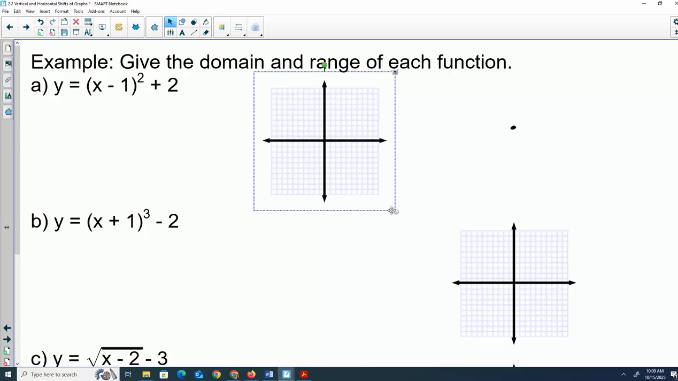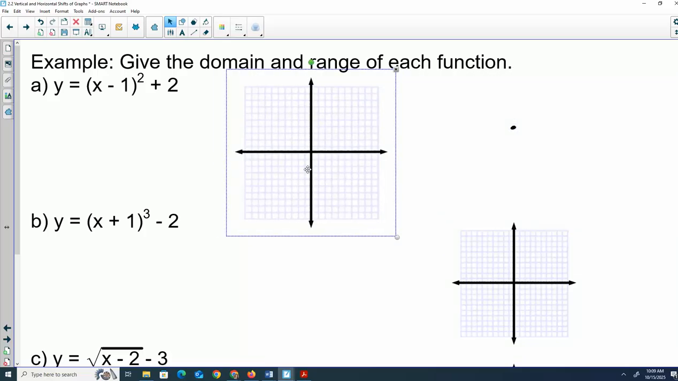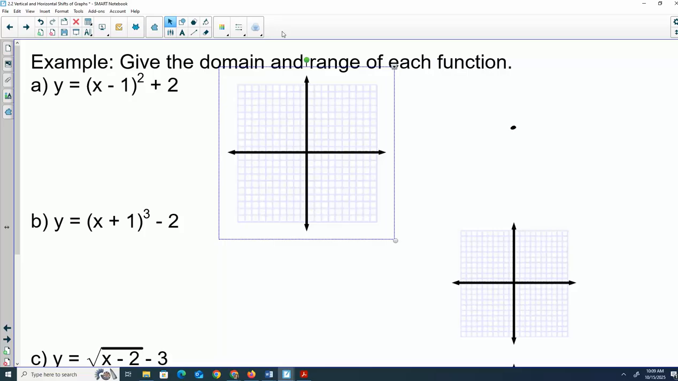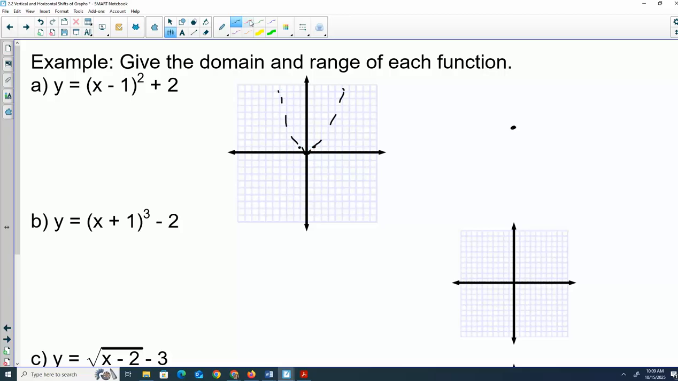What's going to happen on this one? How's it going to get moved? So your parent function, I'm just drawing a really rough sketch here. I know it will go right and up. I go right 1 and up 2.